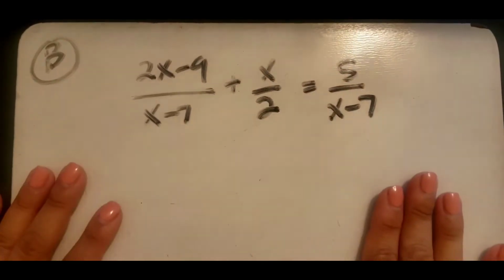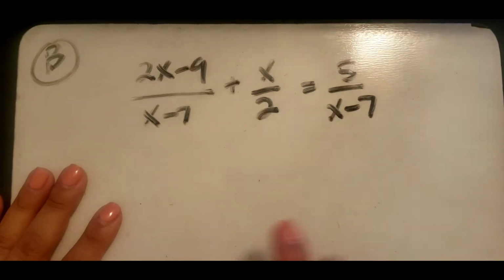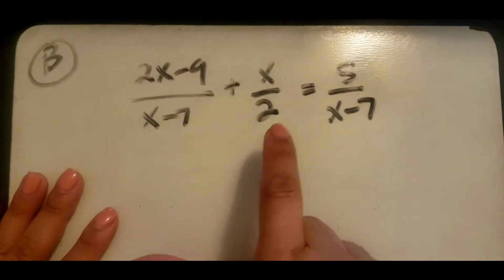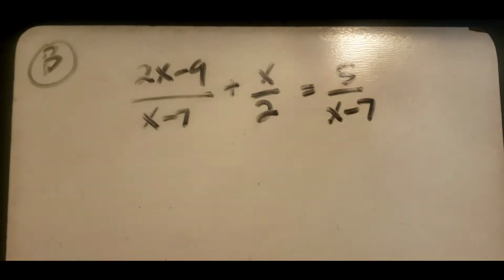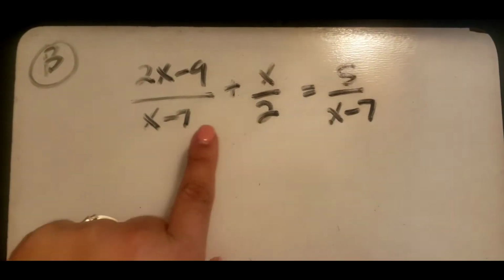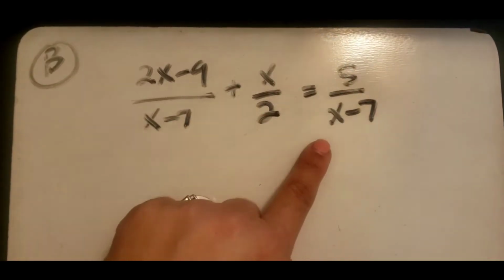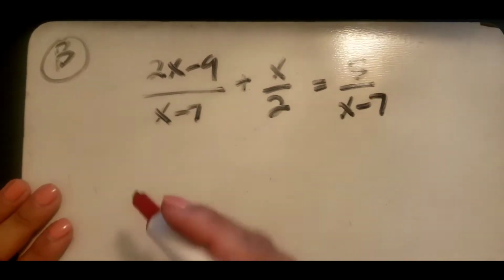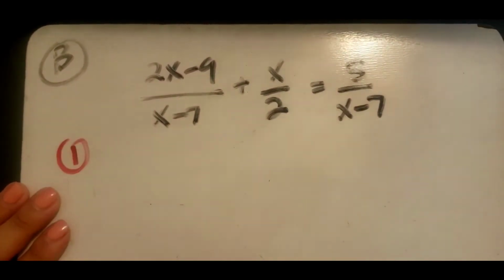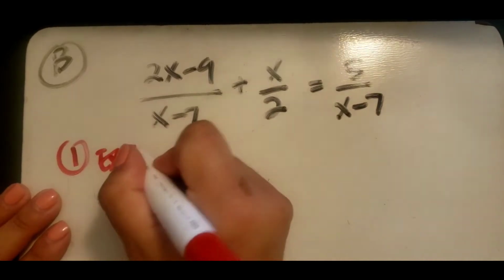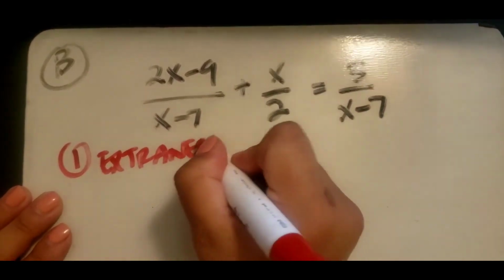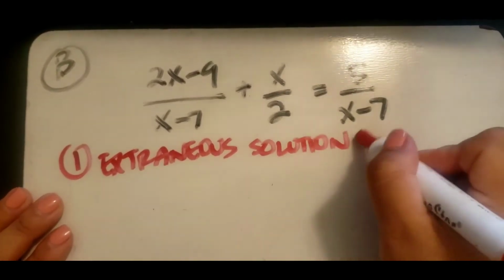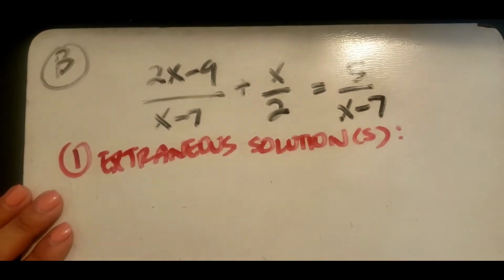All right, boys and girls, now we're moving on to the next example. Our next example is 2x minus 9 over x minus 7 plus x over 2 equals 5 over x minus 7. Notice this time we're going to be adding fractions, and they gave us a third one, so it's not equal to 0. As always, for the first part, always find your extraneous solutions. I'm going to say solutions because it could be more than one.